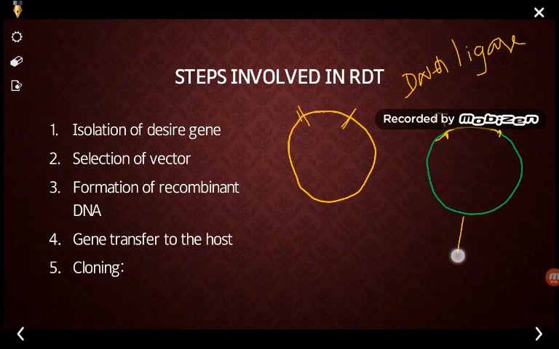Now the vector DNA with a newly introduced gene is said to be the recombinant DNA. Why? Because we have altered the DNA, that's why it is called recombinant. We have combined the DNA once again. Next step in recombinant DNA technology is the gene transfer to the host.